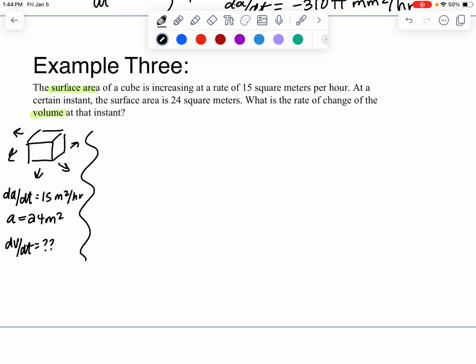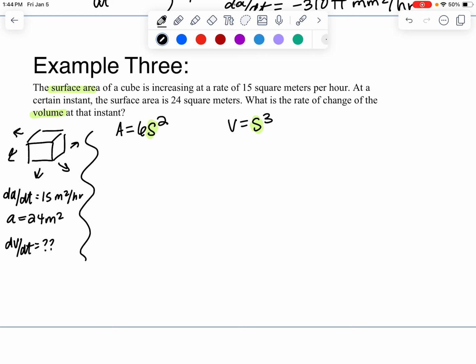Real quick, the surface area of a cube specifically is A equals 6s squared, and the volume is s cubed. They're not combined at all, but something you notice in both formulas is the s. So let's go over here. If we take the derivative on both sides, we're going to need this volume formula to figure out the rate of change of volume.